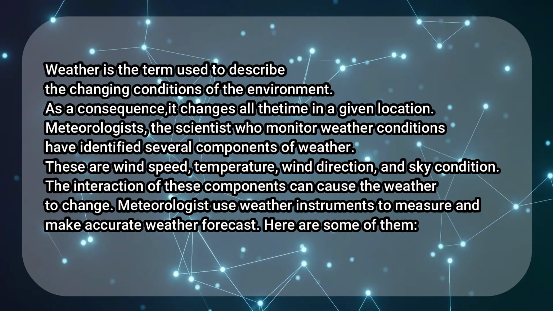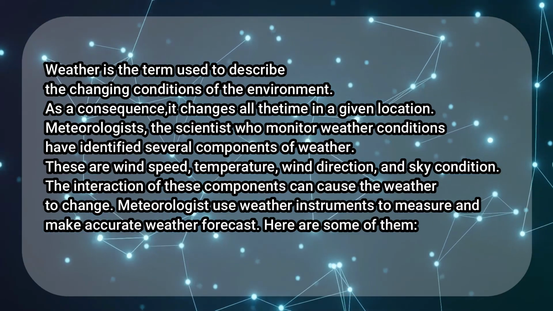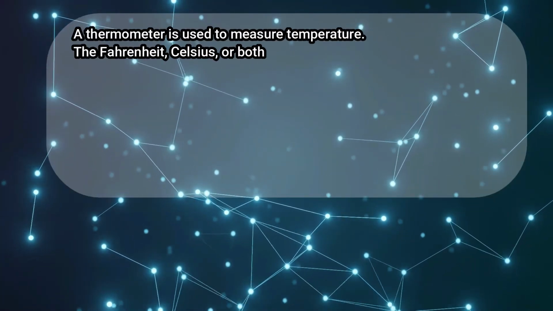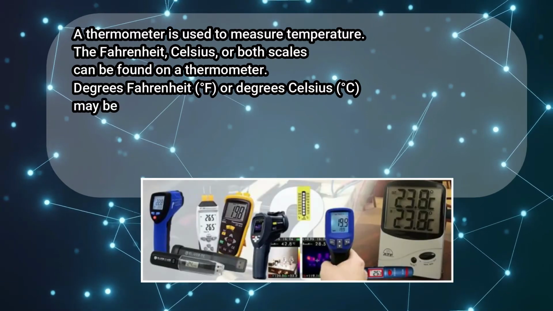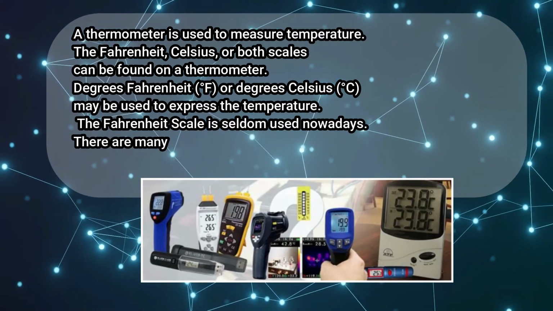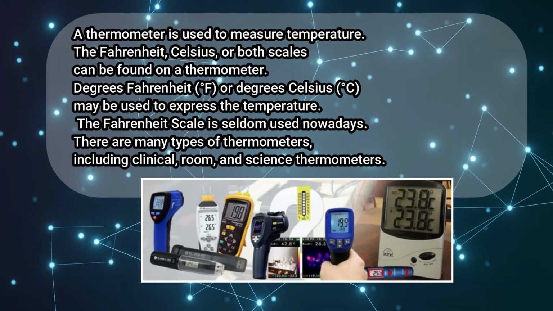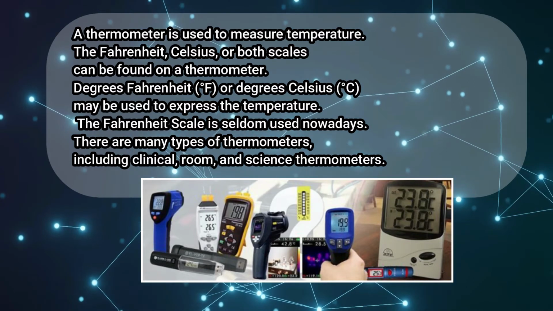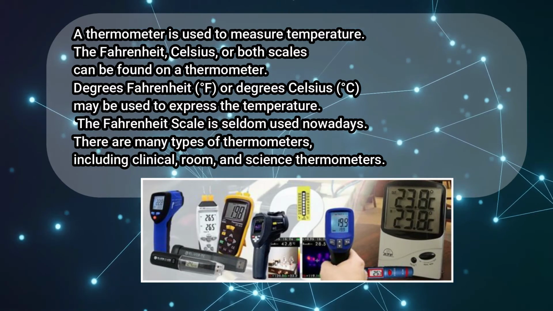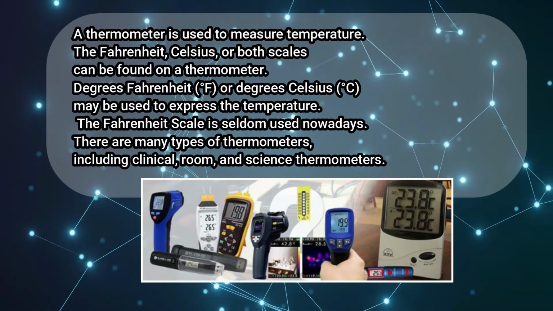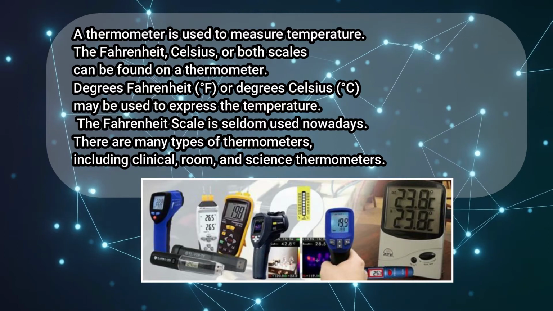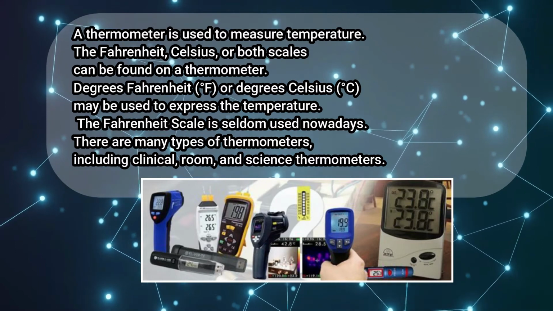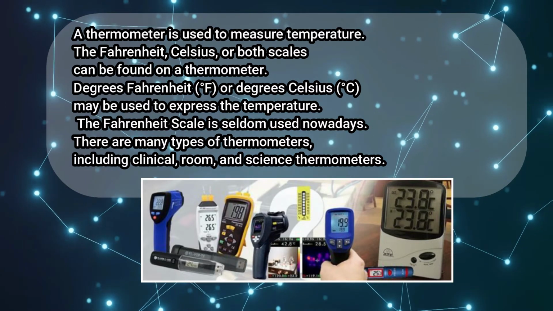Meteorologists use weather instruments to measure and make accurate weather forecasts. Here are some of them. A thermometer is used to measure temperature. The Fahrenheit, Celsius, or both scales can be found on a thermometer. Degrees Fahrenheit or degrees Celsius may be used to express the temperature. The Fahrenheit scale is seldom used nowadays. There are many types of thermometers, including clinical, room, and science thermometers.